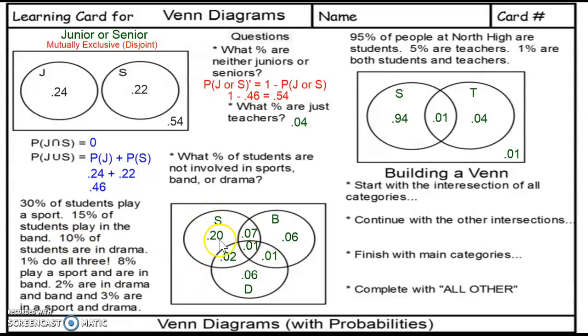10%. If I take everything inside of all of these circles, 20 plus 7 plus 6 plus 1 plus 1 plus 2 plus 6%, that ends up giving me 43%, I believe. Yes. And so what's outside of those would be 57% or 0.57. Let's take a look at this question. What percent of the students are not involved in sports, band, or drama? Well, 57% of the students are not involved in any of those because that's what's outside of the circles.